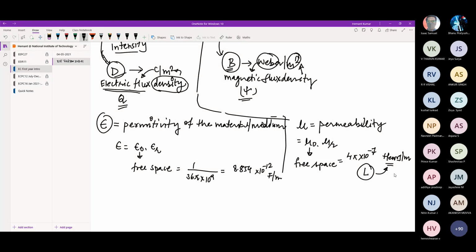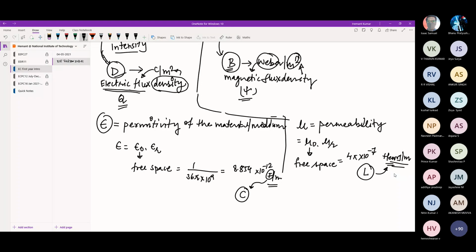Okay, where Henry is the unit of the inductance, because inductance always stores the energy in the form of magnetic field. And here if you see, the unit is farad per meter, where farad is the unit of the capacitance, because capacitance stores the energy in the form of electric field. Okay, so that's why the units are also very similar. So in electric field case, the unit is Farad per meter. In magnetic field case, the unit is Henry per meter.